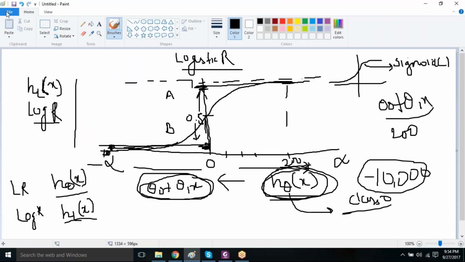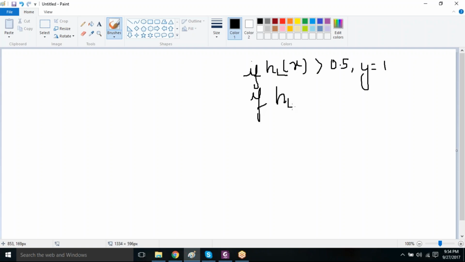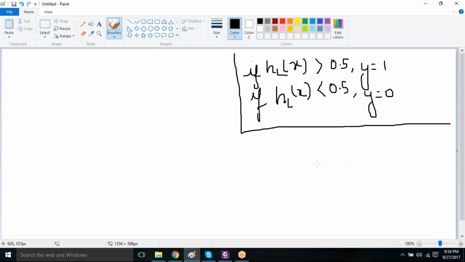So if I conclude from this, if the logistic function is greater than 0.5, I will say my y is equal to 1. If h of logistic regression x is smaller than 0.5, I will say y equal to 0. So this is basically the criteria of logistic regression.